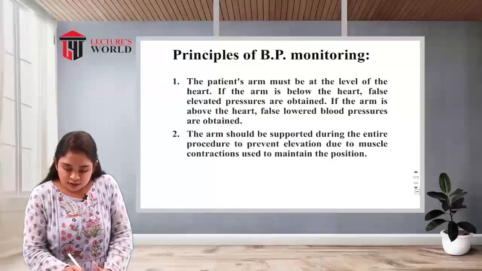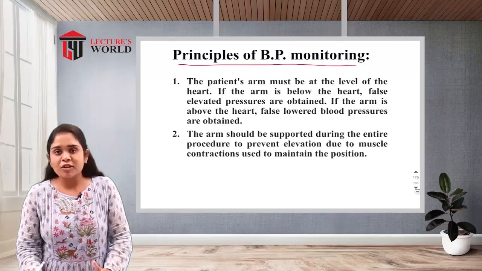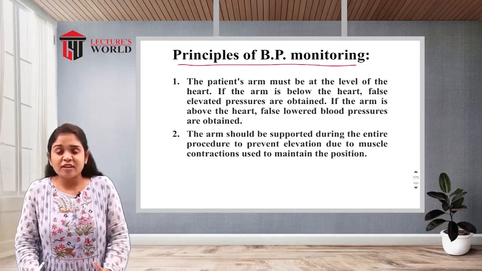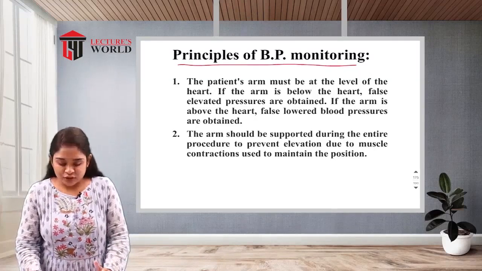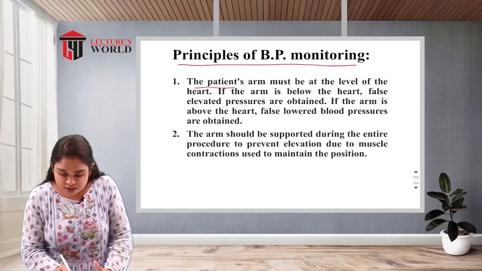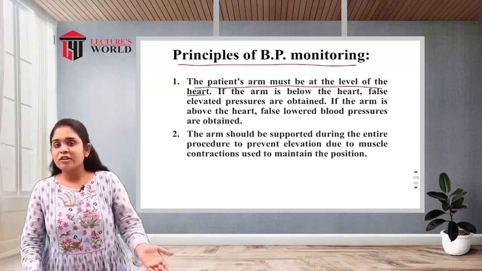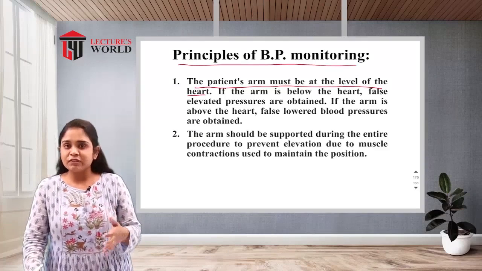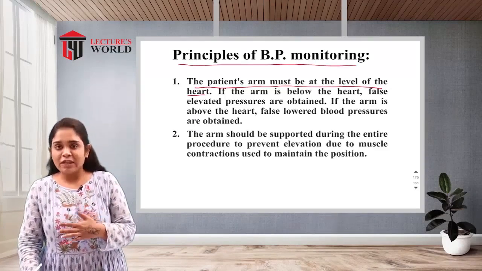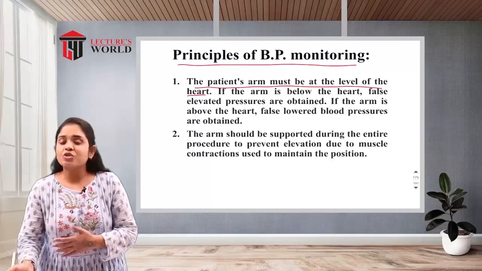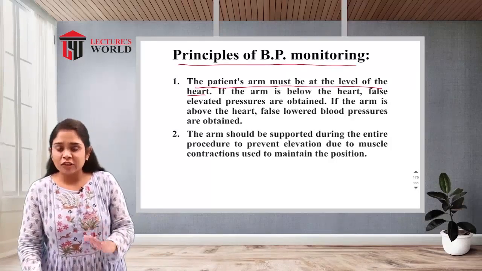Okay, so there are some principles of BP monitoring. Certain rules and regulations are there while checking or assessing blood pressure. In that, the patient's arm must be at the level of the heart, because here we are going to place the BP cuff over the upper arm of the patient. So the arm must be at the level of the heart.